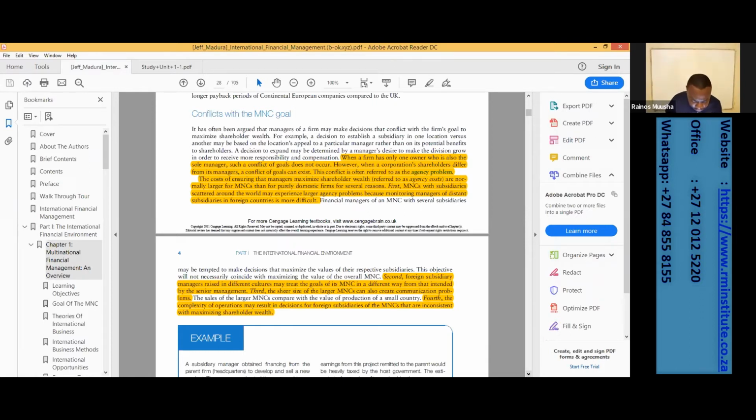So if you check on the next paragraph, they say the costs of ensuring that managers maximize shareholders' wealth are normally larger for multinational companies than for purely domestic firms for several reasons.